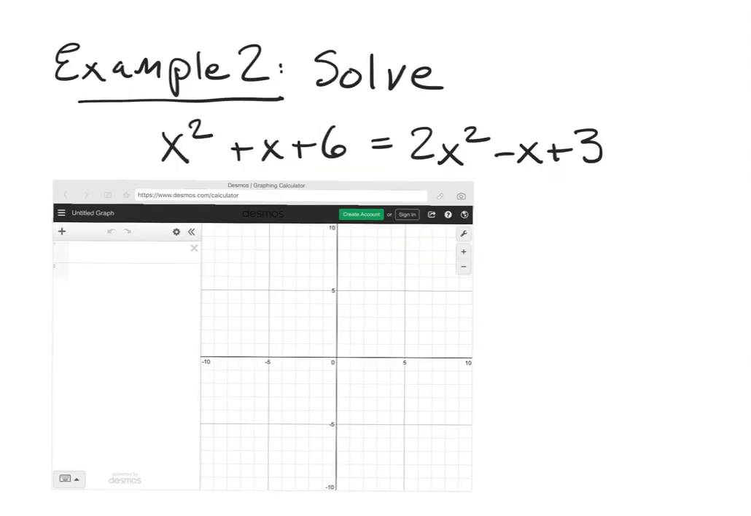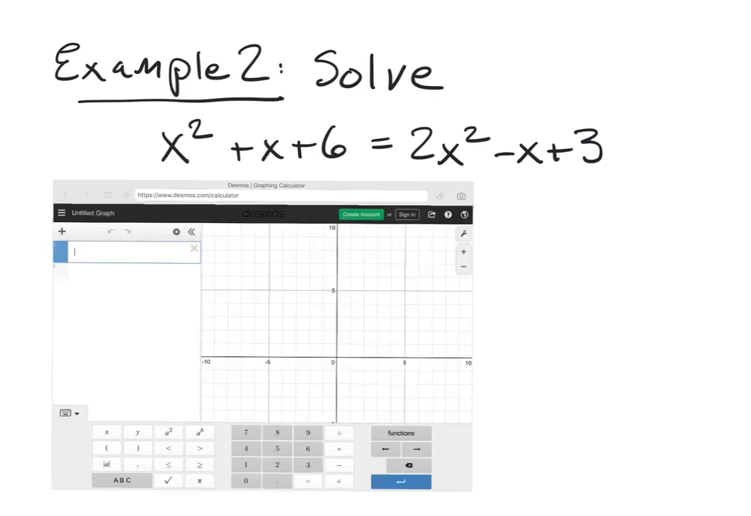Let's try another. Here we're trying to solve two quadratics. We've got a non-trivial quadratic on the left side, a degree 2 polynomial with a b of 1 and a constant term of 6. Then we've got another degree 2 polynomial. So this is going to be two parabola graphs. Same kind of thing.